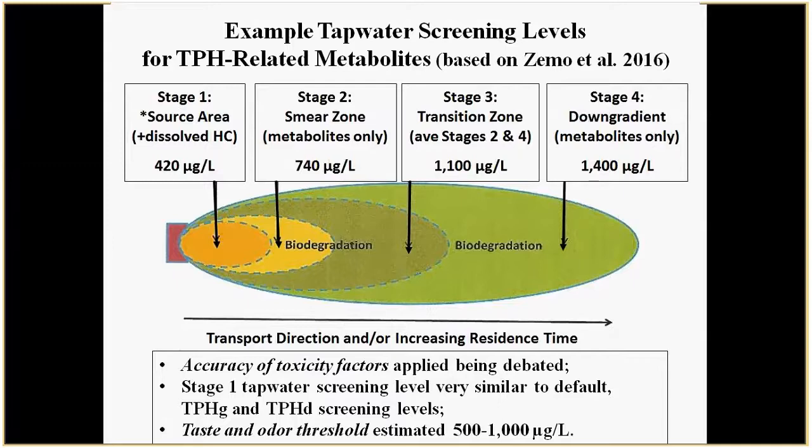They also suggest in their study that as the compounds in groundwater get more and more degraded, maybe as you move away from the source area, the metabolite suites in combination become less and less toxic. So you move from 420 micrograms per liter as your risk-based screening level for drinking water to 1,400 micrograms per liter in stage 4, where you're well away from the LNAPL source area and the hydrocarbons are highly degraded.